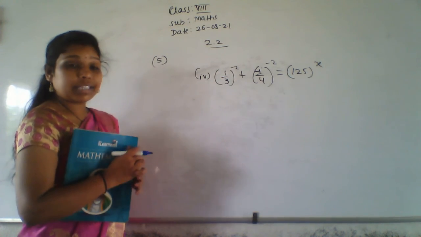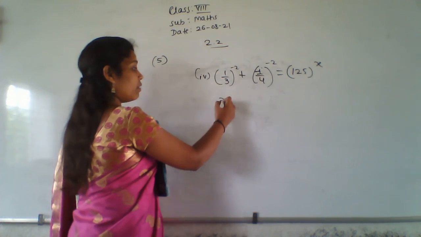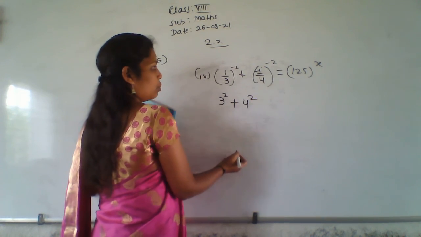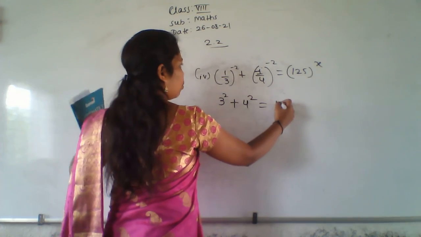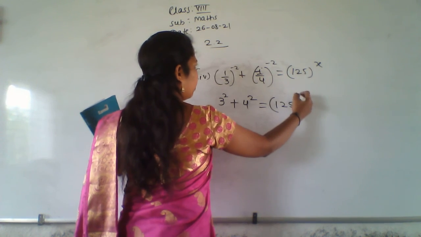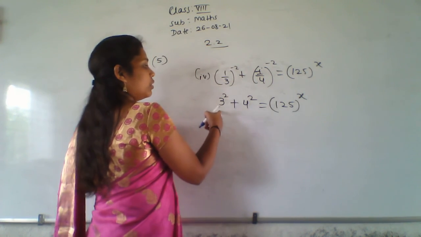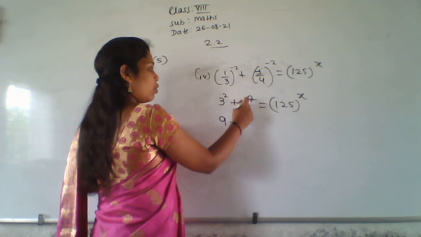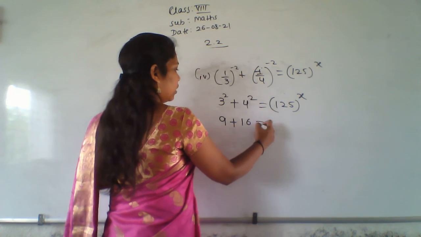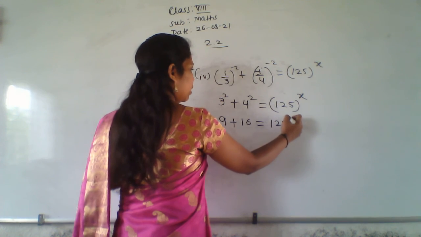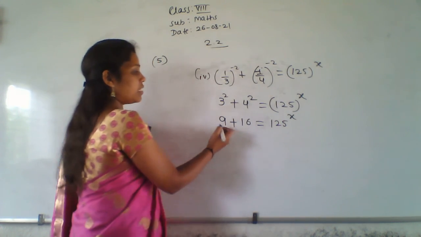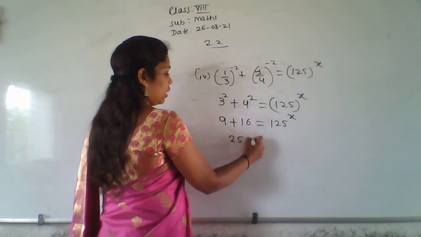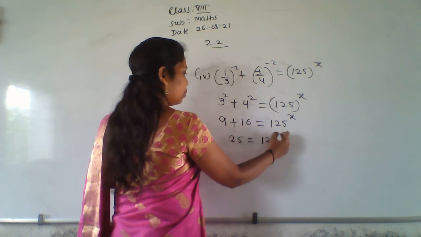Reciprocal of 1/3 is 3. So 3 to the power 2 plus 4 to the power 2, right? So that is equal to 125 to the power x. Now 3 square is 9 plus 4 square is what? 4 square is 16. That is equal to 125 to the power x. Here 16 plus 9 is what? 16 plus 9 is 25. That is equal to 125 to the power x.